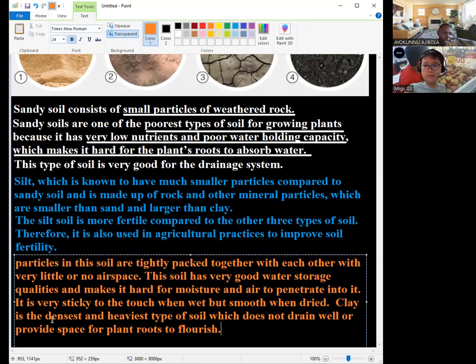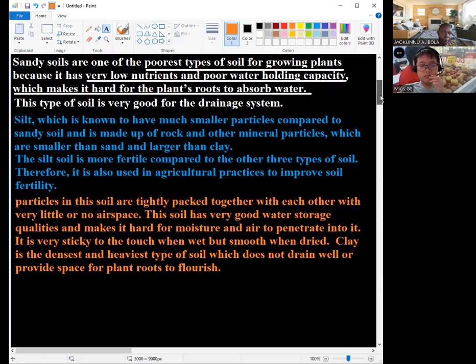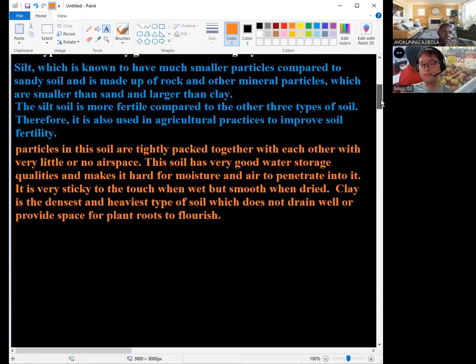Clay is the densest, the heaviest type of soil, which does not drain water well. It does not provide space for plants' roots to flourish. So we cannot use clay for planting, but we can use it in molding and in building.